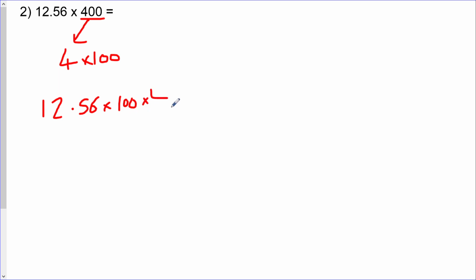Let's look at another one. 12.56 times by 400. This time we can see we've got a multiple of 100, not a multiple of 10. So again, we can break the number 400 down into 4 times by 100. And then we can rewrite our question as 12.56 times by 100 times by 4.